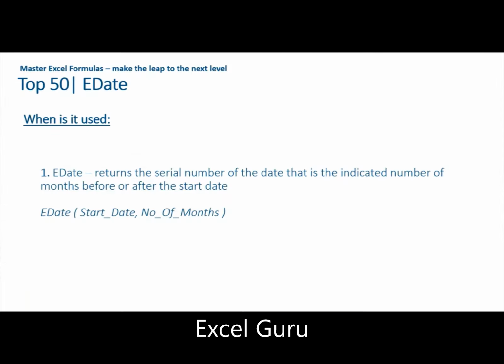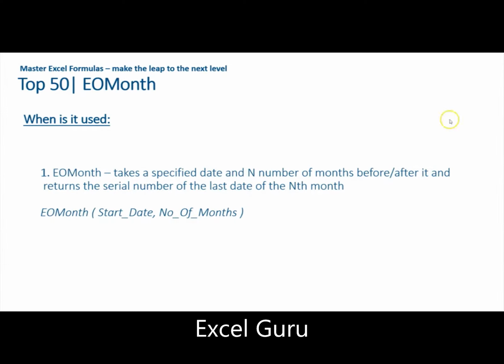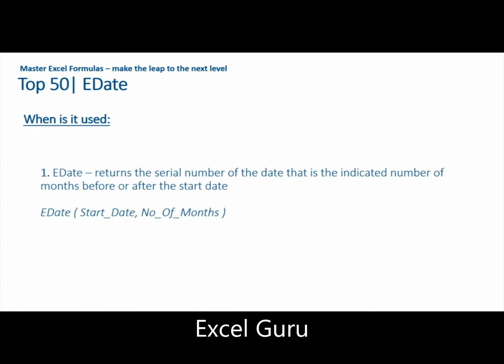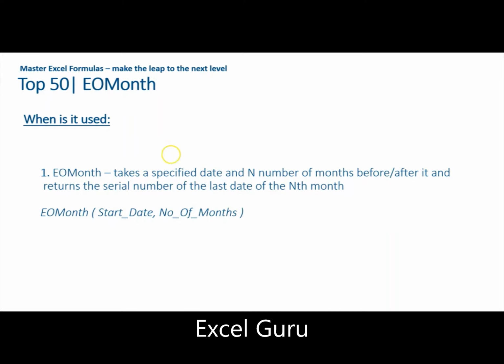The next formula is end of month. So the end of month formula is very similar to the previous formula, which was EDate here. But instead of the specific date, let's say 3 or 4 months from now, it gives you the end of the month after, let's say 3 or 4 or 10 months, for example. Again, the structure of the formula is basically the same as the EDate function.